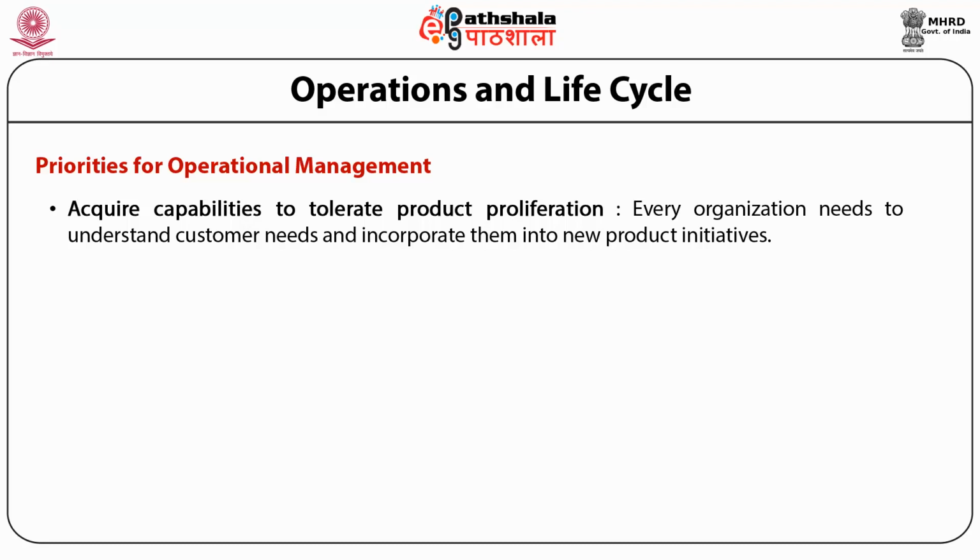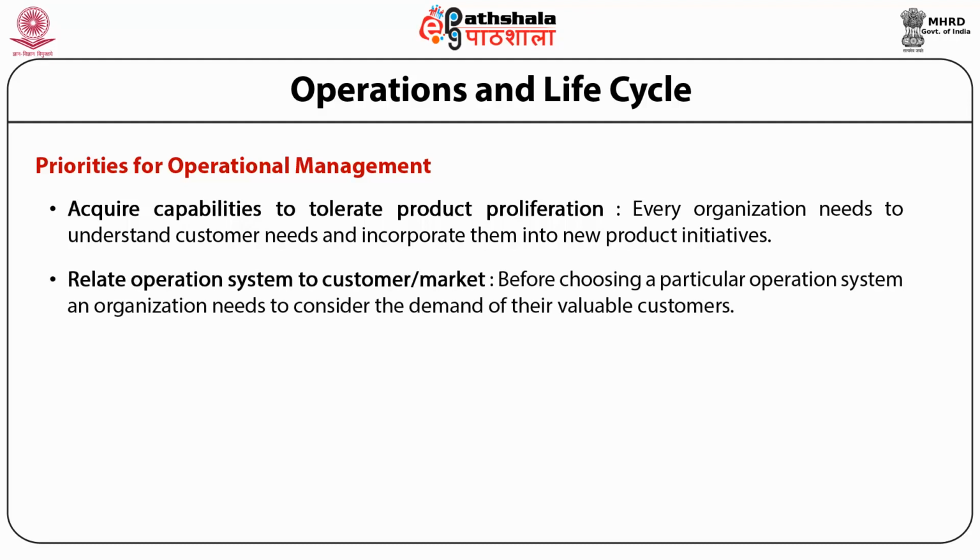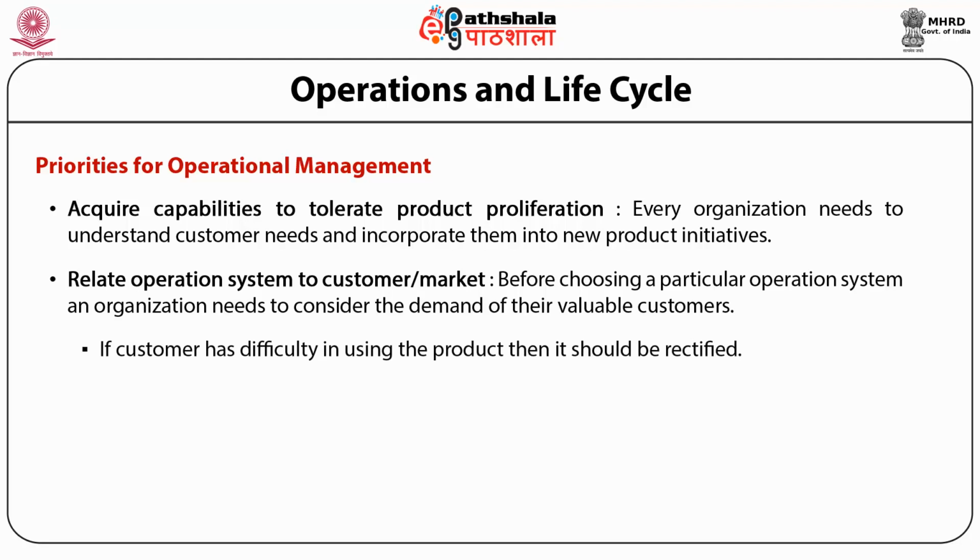The second priority should be to relate the operation system to customers and the market. Before choosing a particular operation management or system, an organization needs to consider the demands of its valuable customers. In other words, choices related to manufacturing and services cannot be made on the basis of internal convenience, but instead should be centered on customer demand. If customers have difficulty in using the products, then it should be rectified.